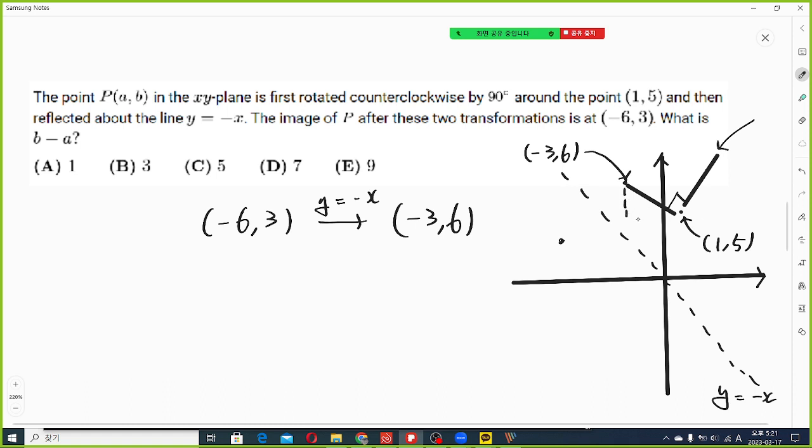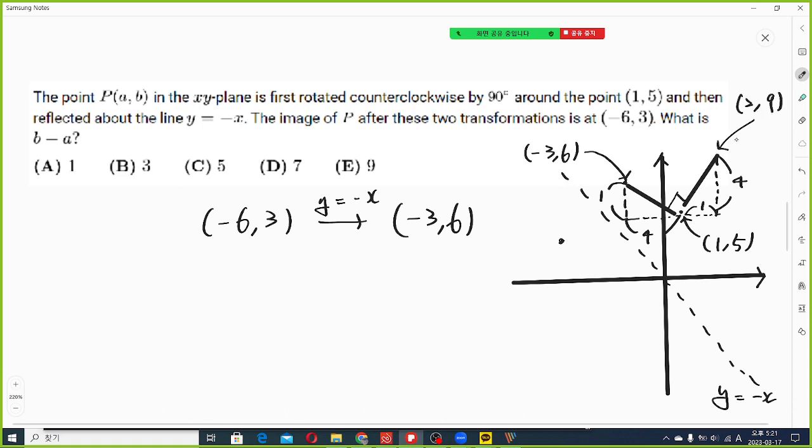So we can make this right triangle like this. Okay, so two legs are 1 and 4. So that means this one will also be 1 and 4. So now what's the new coordinate? If we move from 1 and 5, 1 unit to the right and 4 units up, the new coordinate is 2, 9. Yeah, 2 and 9.